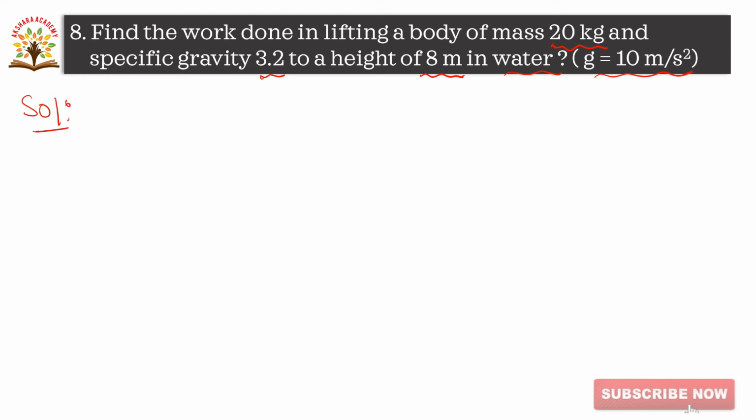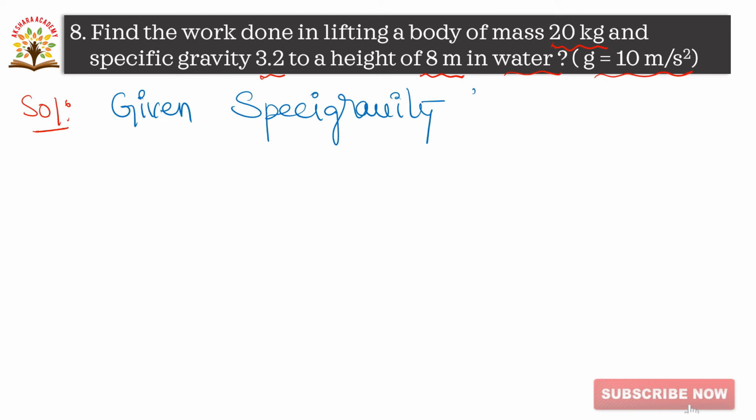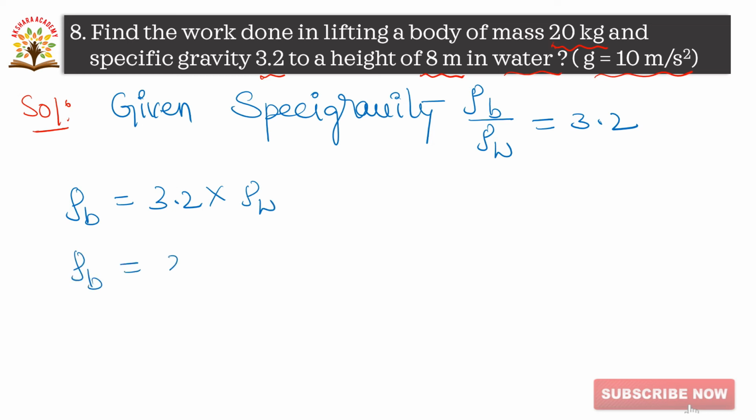Given specific gravity, rho B by rho W, body by water, is given as 3.2. So rho B is equal to 3.2 into rho W. So that is equal to rho B is equal to 3.2 into the density of water, 1000.